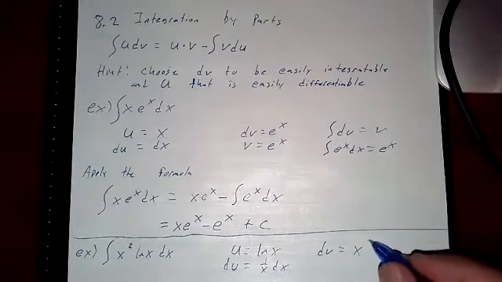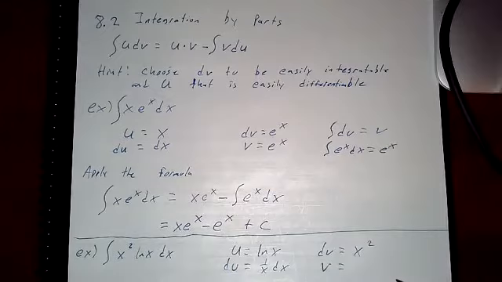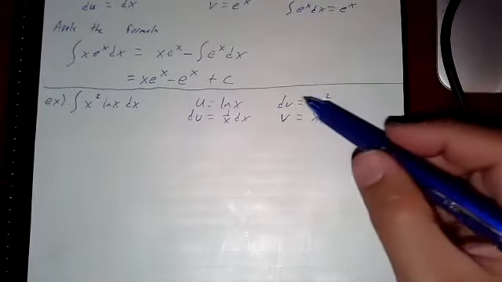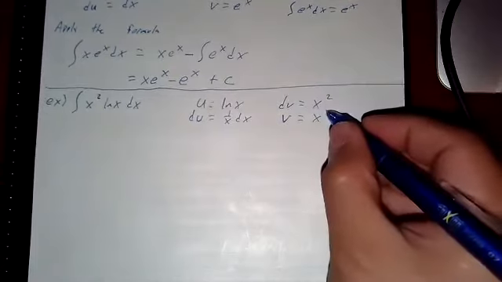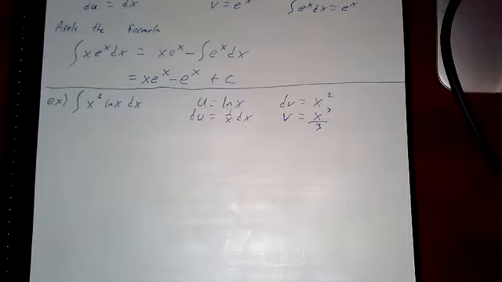So dv is x squared. The integral of x squared will be x cubed over 3. So integrate this one, right? You guys okay on that setup? Do you see why we chose it this way? Yes. Okay. Because once you do that, we just follow the formula.